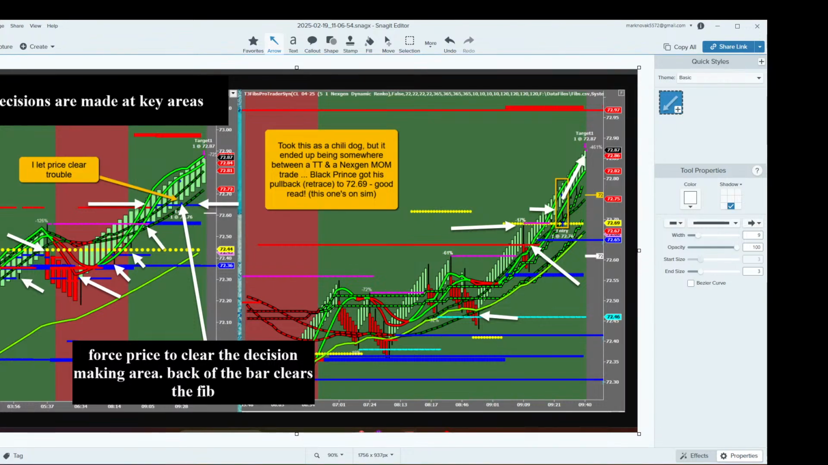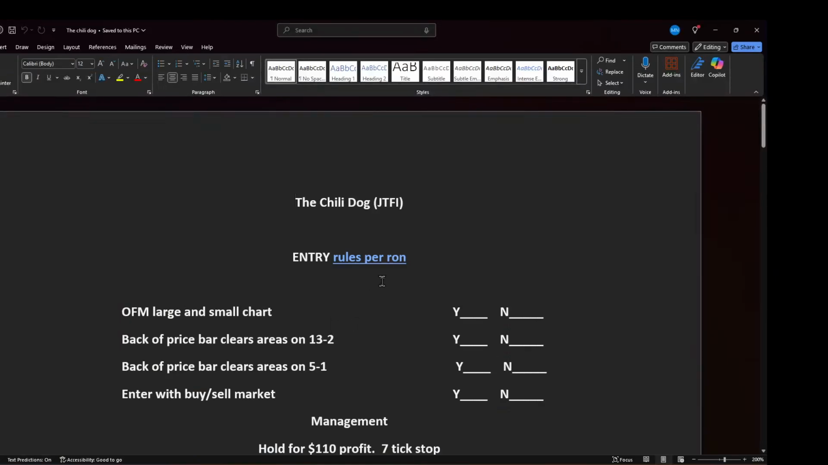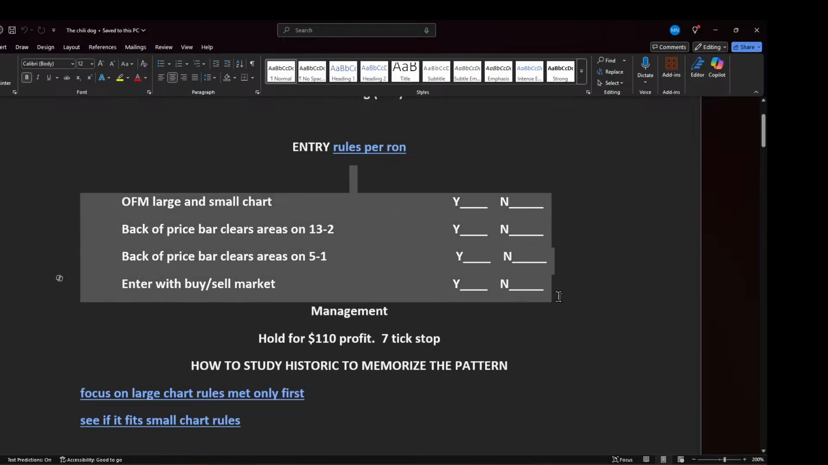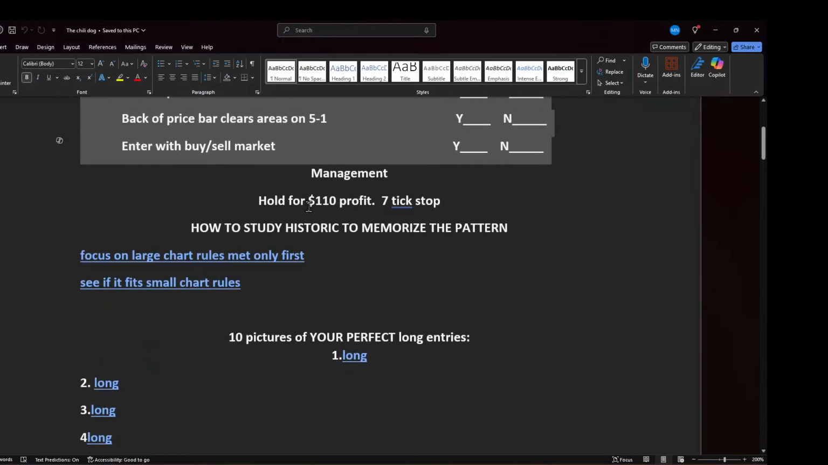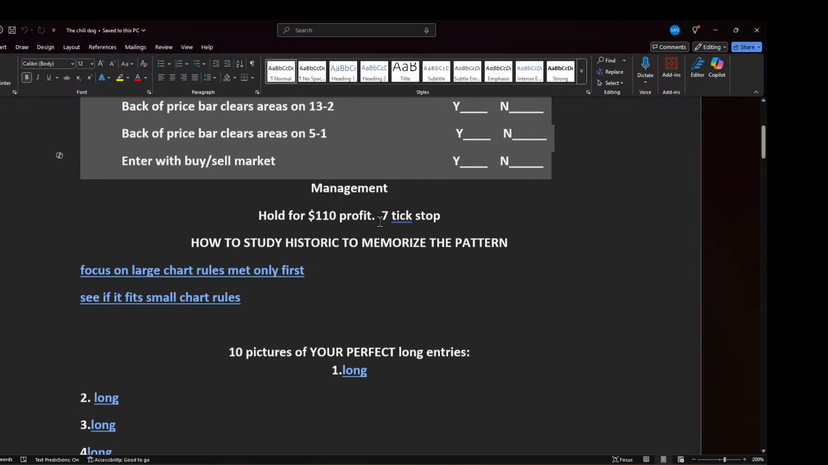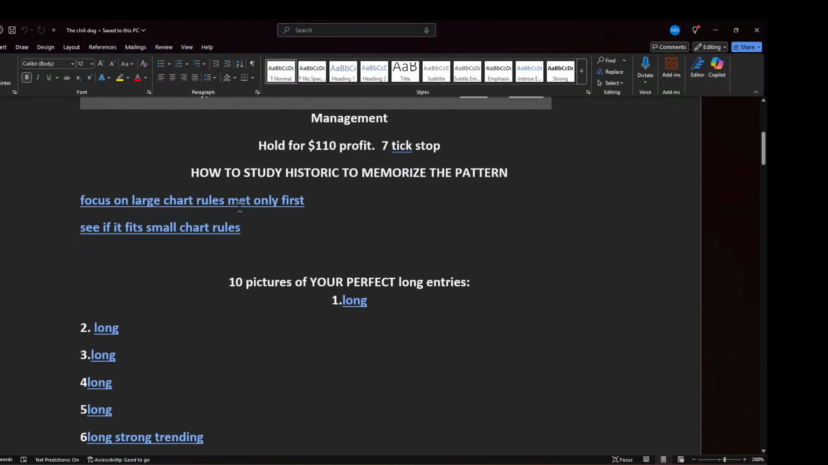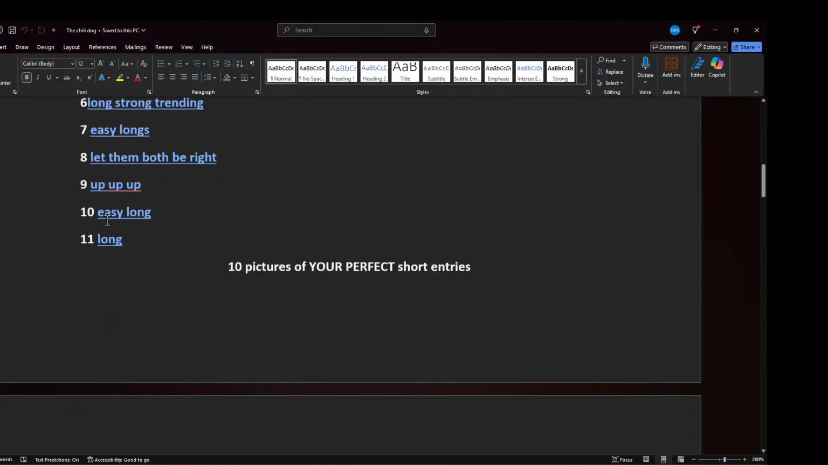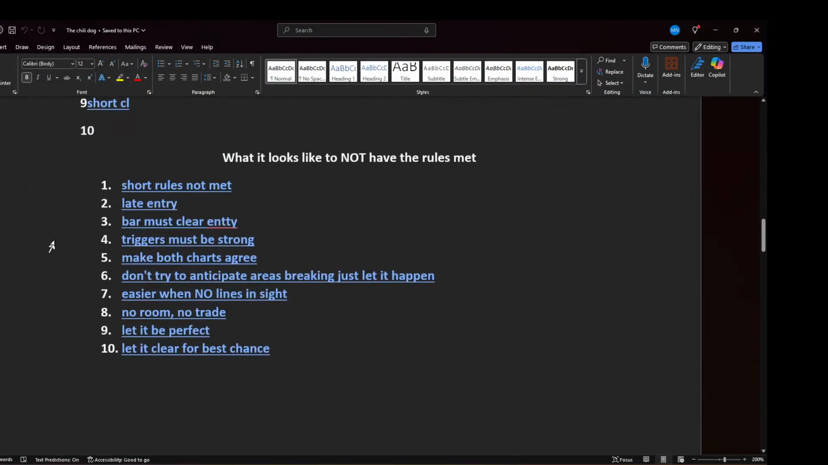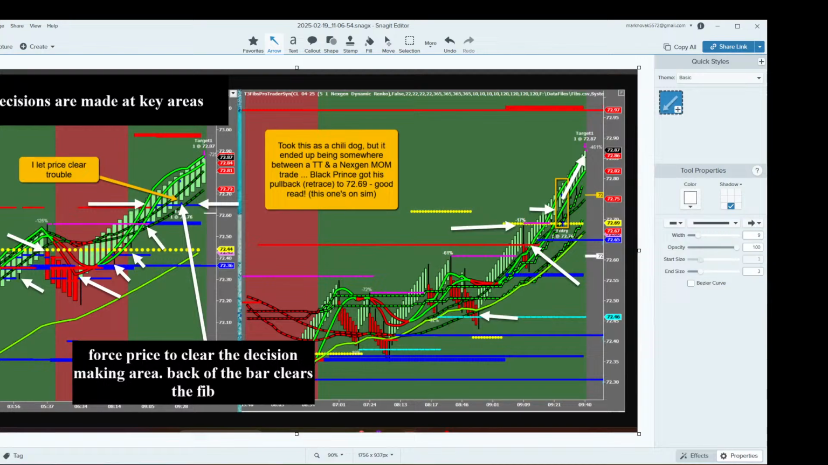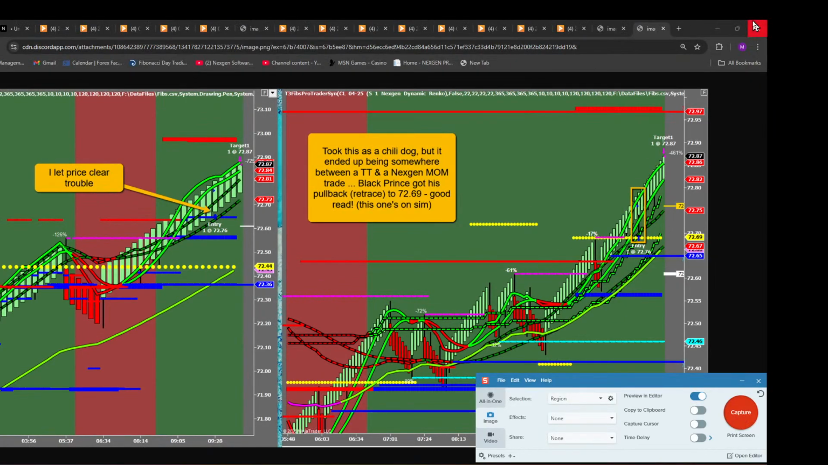And then Bob B, and then Black Prince, please take this one as well. I did 30 days of study on the chili dog, and I just dropped my document in there of kind of what I came up with. And the document starts with Ron's. It gives you a little bit of a checklist here. There's your management. Hold for 110 profit, 7 ticks. It's really fast. Focusing on the large charts. Here's some pictures. And I even put some pictures in here what it looks like when the rules aren't met, because I made a lot of mistakes learning this trade. So guys, feel free to steal that. Look at it. And Bob B, that's got management in there as well for you.